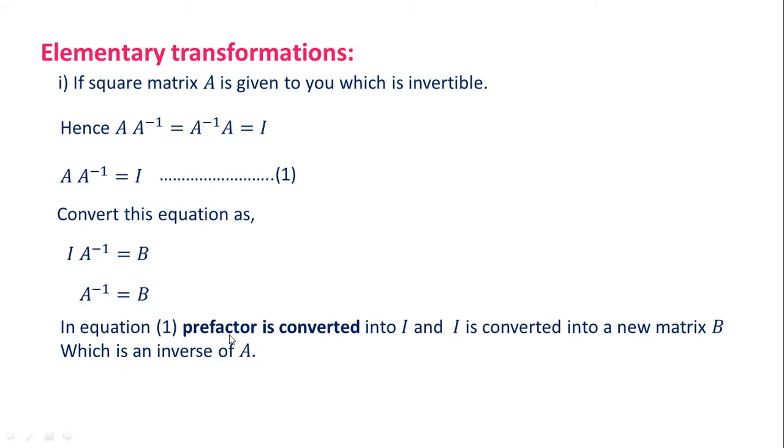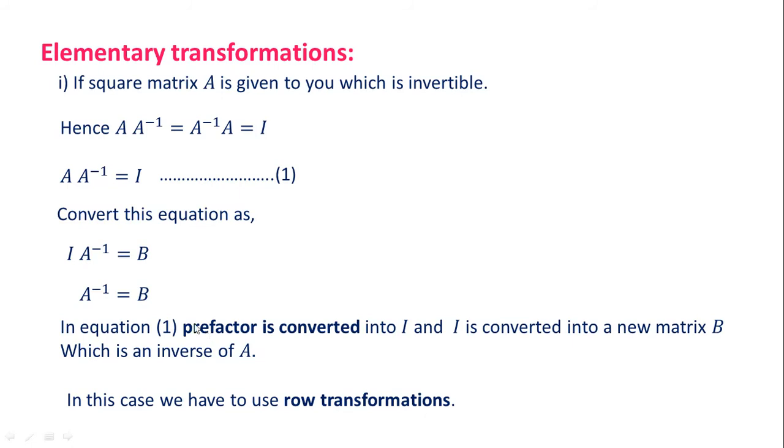Now whenever you want to convert the prefactor of the equation, then in this case we have to use row transformations. So in case of elementary transformations, we have to use suitable row transformation if you want to convert prefactor, because we start with A into A inverse is equal to I. By suitable row transformations, this equation will get converted into A inverse is equal to B.